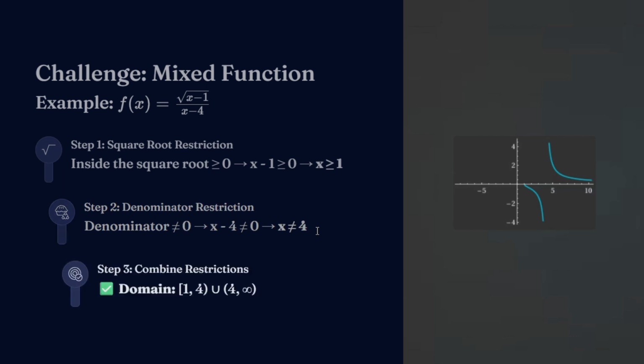So if we combine the two restrictions, I know that my domain has to be greater or equal to 1, and 4 is excluded. So I'll start at 1 included, that's why we use the bracket, to 4, parenthesis, because 4 is not included, union from 4 to infinity. And if we look at our graph, we can see that it starts at x equals 1, and then there's a vertical asymptote at x equals 4, because the function is not defined there.